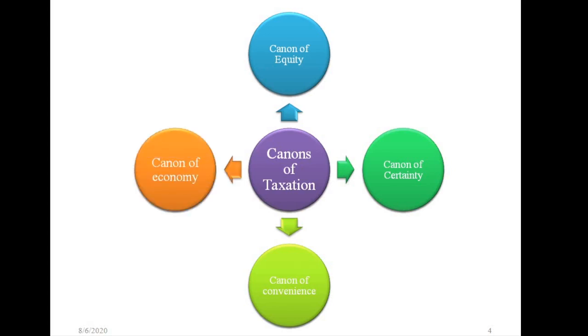Canon of economy. Canon of economy means that the taxation should be transparent and economical without any distortion. What does it mean? Distortion here means that suppose the government is earning a tax of ₹1, but on the other hand, for the collection of that tax, the government is paying ₹10. Is it the canon of economy? No. So therefore, it should be economical.